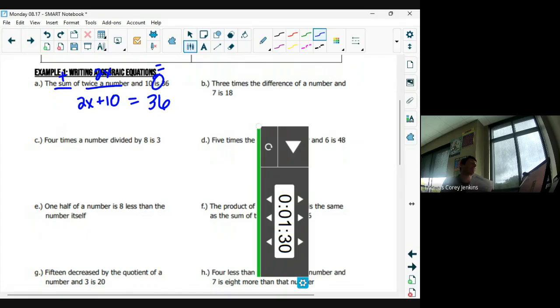B, 3 times the difference of a number and 7 is 18. Here's my equal sign. So if I do 3 times the difference, that is x minus 7 in parentheses. That's 3 times the difference of a number and 7. And then "is 18," so equals 18. Those can be tricky.